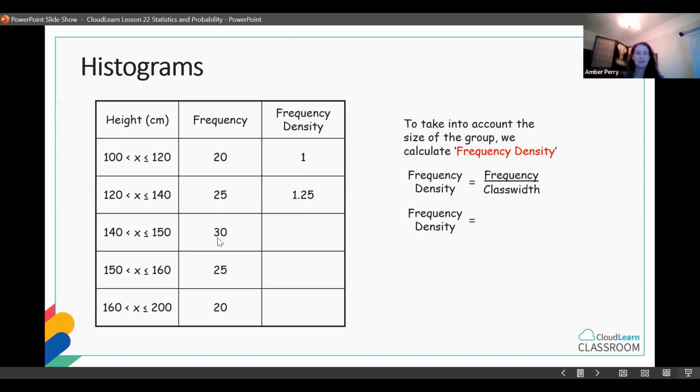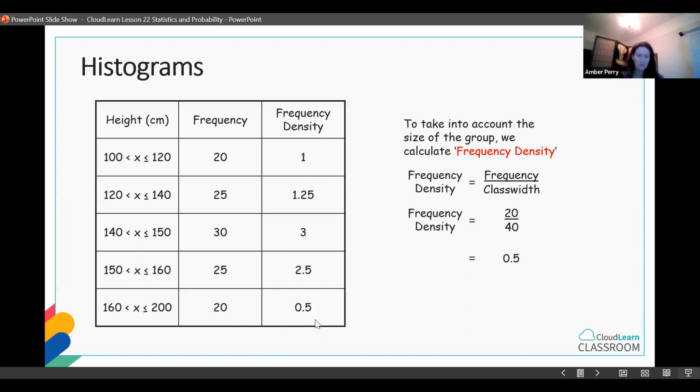Frequency density for the next group, we've got 30 divided by only 10 this time. So always check the group sizes because they will change. 30 divided by 10 is 3. And then the next one, we've got 25 and a group size of 10, so 2.5. And then this time we've got a frequency of 20, but we've got this bigger group size of 40. So we've got a frequency density of 0.5, okay?